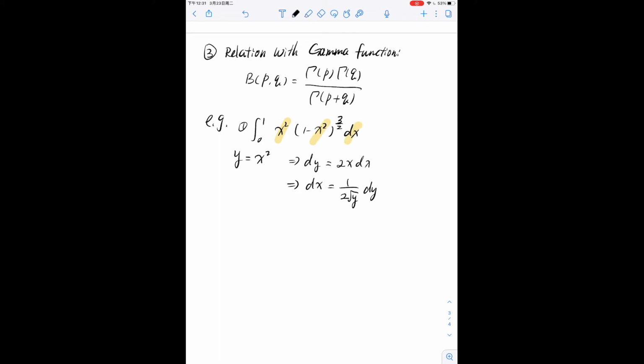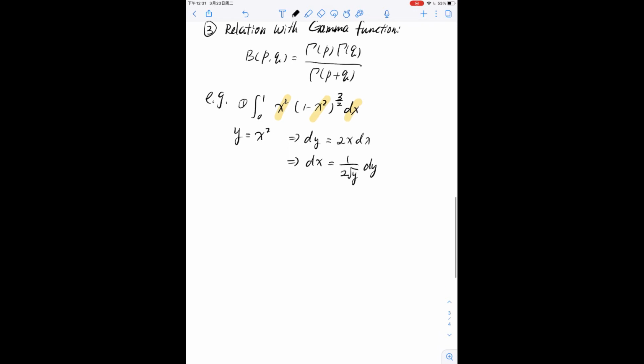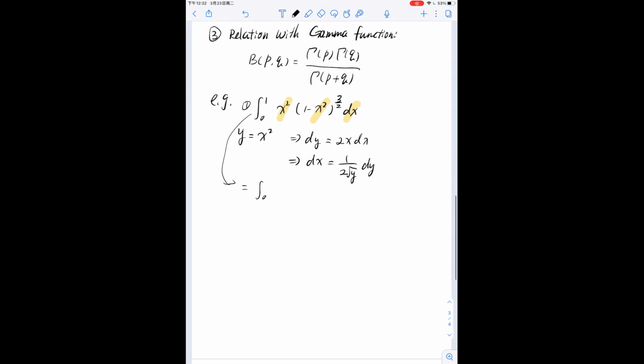So we know x squared equals y and dx equals 1 over 2 times the square root of y times dy. So by letting y equal x squared, the range of the integral does not change, because for x equals 0, y equals 0, and for x equals 1, y equals 1. So the range of the integral does not change.